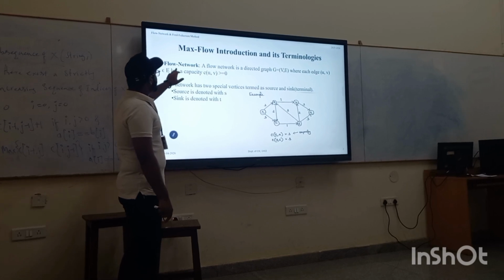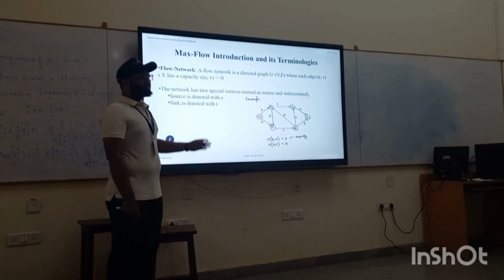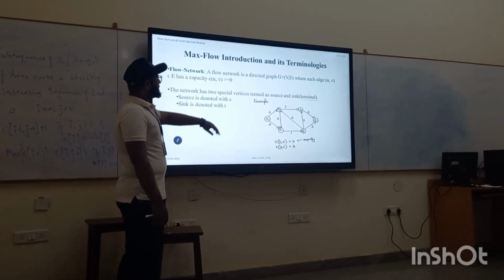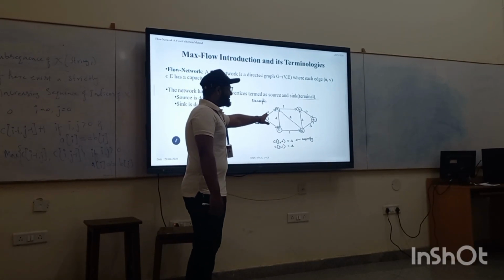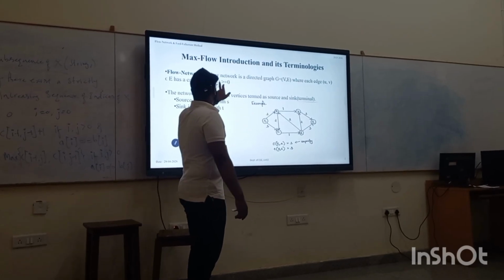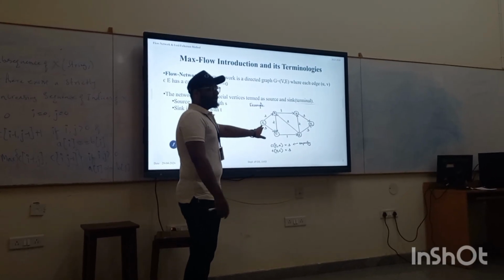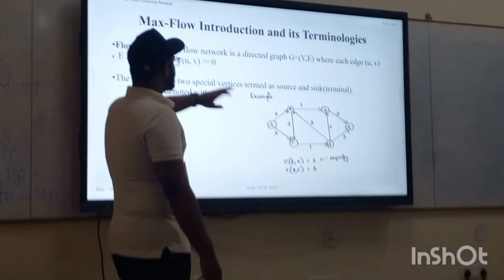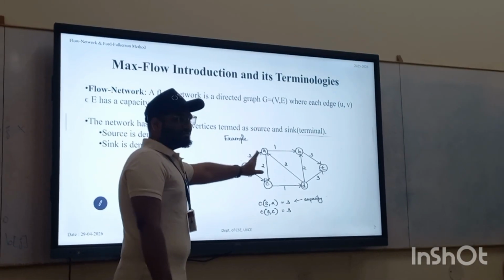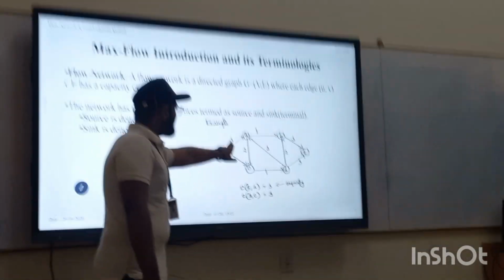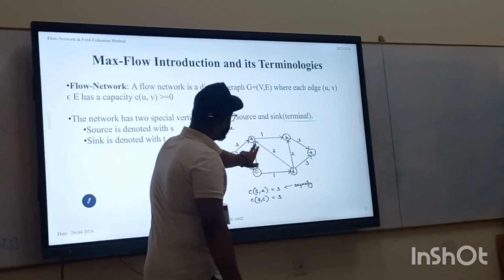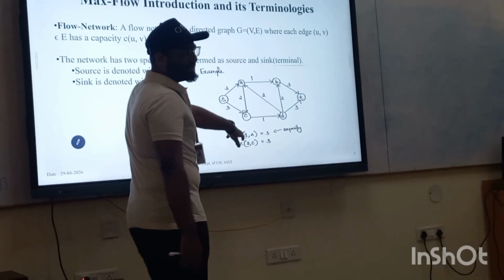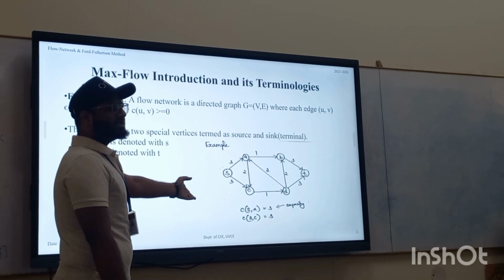What is a flow network? A flow network is nothing but a directed graph G = (V, E), where each edge has a capacity. Capacity is basically the weight, and it is greater than or equal to 0. So for going from one vertex to another, we will have some weight. See here, you can see C of S comma A is 3 and C of S comma C is 3. This is capacity, the same thing we call weights.